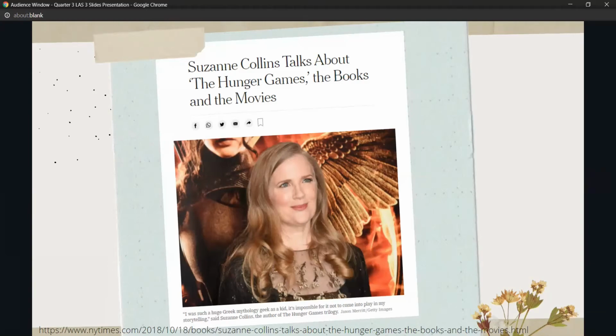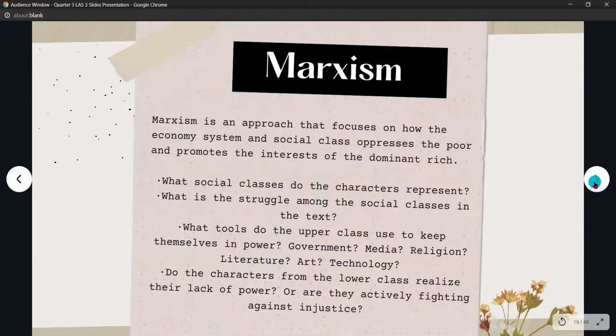The next approach we're going to discuss is going to be Marxism. Marxism is an approach that focuses on how the economy system and social class oppresses the poor and promotes the interests of the dominant rich. When using Marxism, you have to ask yourself these guide questions.